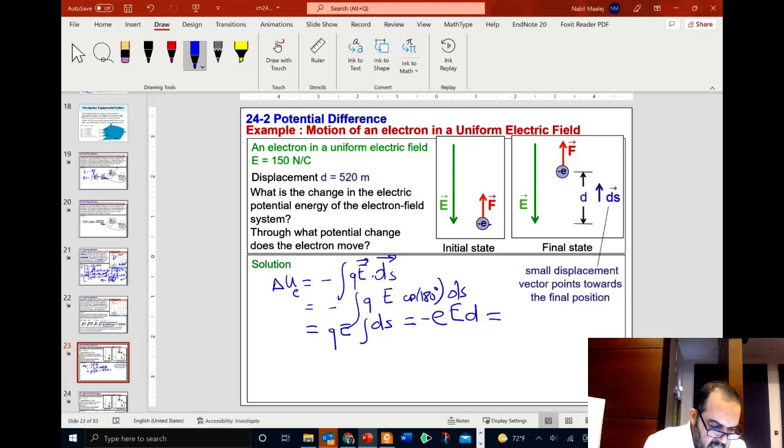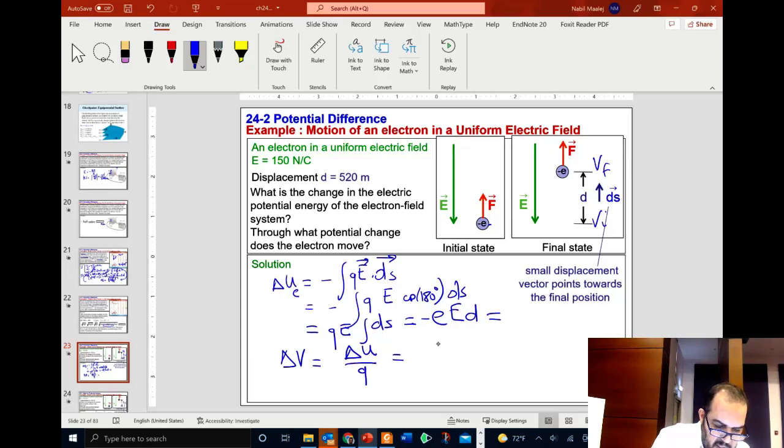Okay, the next question is, through what potential change does the electron move? So we want now delta V. This is V initial, this is V final. So we write delta V, but we know the relationship between delta V and the change in potential energy. We said delta V is equal to delta U over the charge Q.